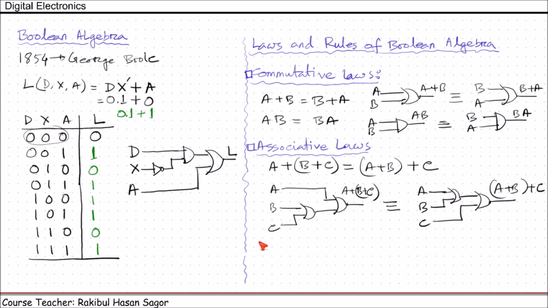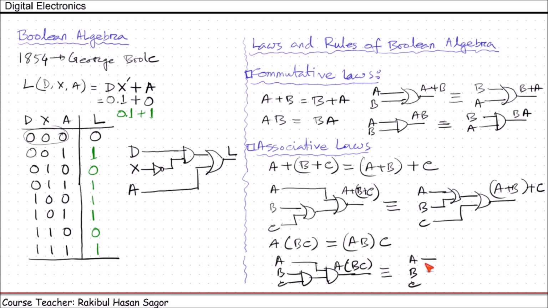The associative law of multiplication can be written in this fashion: (A·B)·C is equal to A·(B·C). Using the logic circuit, we can say B and C are ANDed, and finally the output is ANDed with A. That will give us A·(B·C), which is equivalent to (A·B)·C. Here, inputs A and B are ANDed, and the output is ANDed with C. Both will give us the equivalent output.